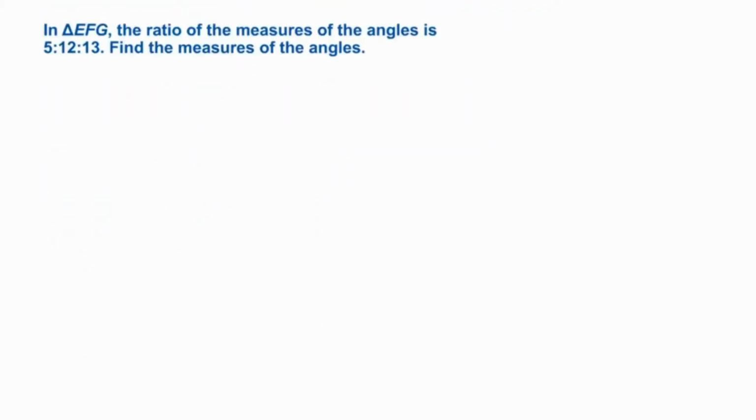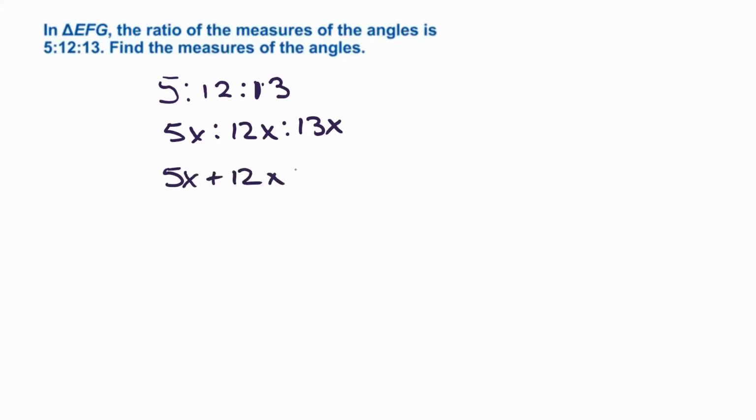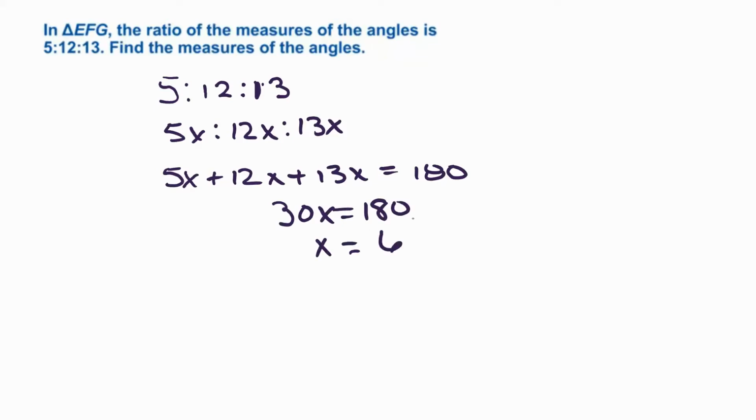In triangle EFG, the ratio of the measures of the angles is 5 to 12 to 13. So if we look at that, it could be any multiples of 5, 12, and 13. So 5x, 12x, and 13x. The measures of the angles in a triangle add up to be 180. So if we add the three angles and set it equal to 180, we can solve for x. This will give us 30x equals 180. So x equals 6.